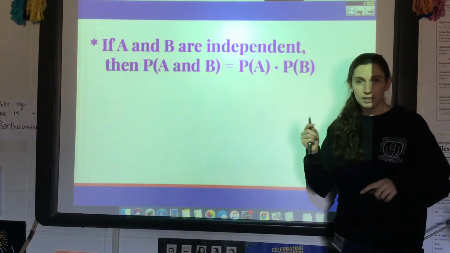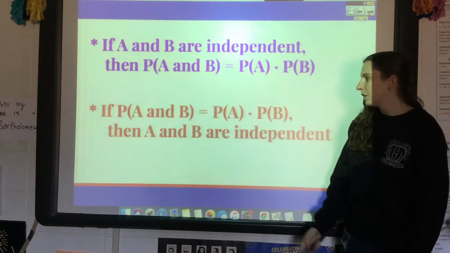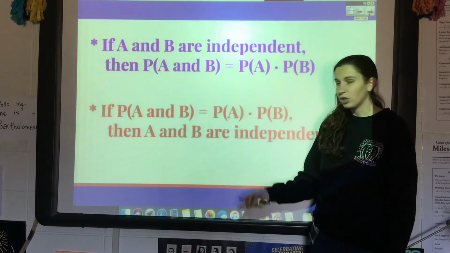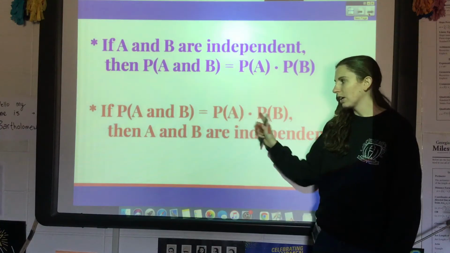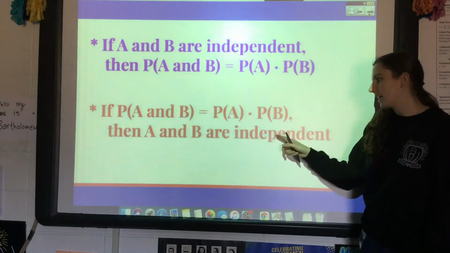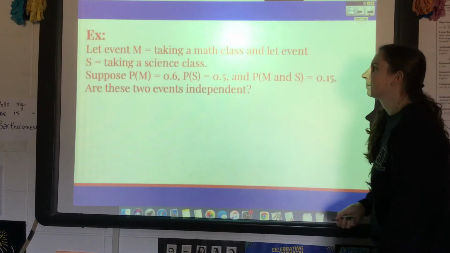So the opposite of this statement is also true. If the probability of A and B happening is just equal to the probability of their independent probabilities multiplied together, that proves that they are independent. So let me show you a few examples of this.